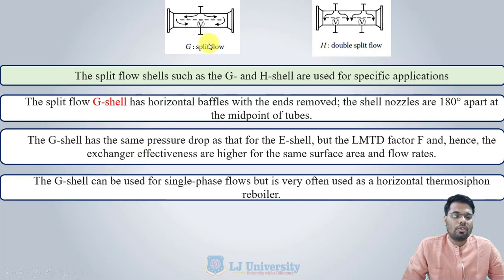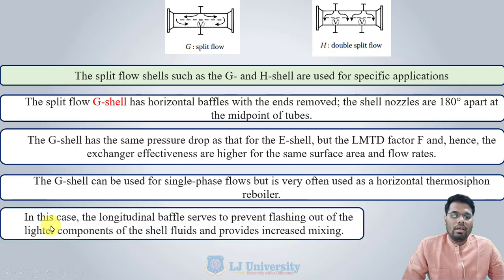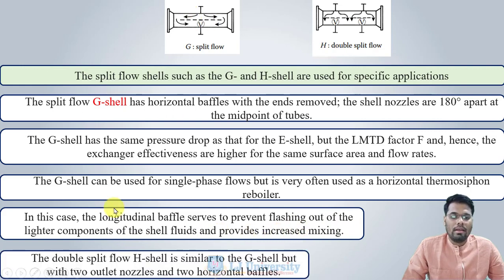The G shell can be used for single phase flows, but is very often used as a horizontal thermosiphon reboiler. In this case, the longitudinal baffle serves to prevent flashing. This baffle is going to prevent the flashing out of the lighter components of the shell fluids and provides increasing mixed flow.